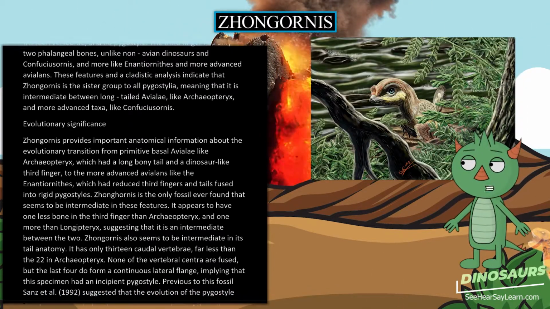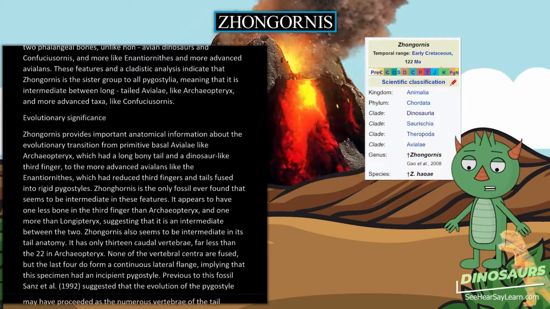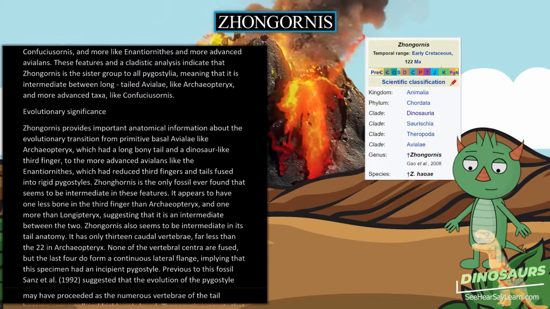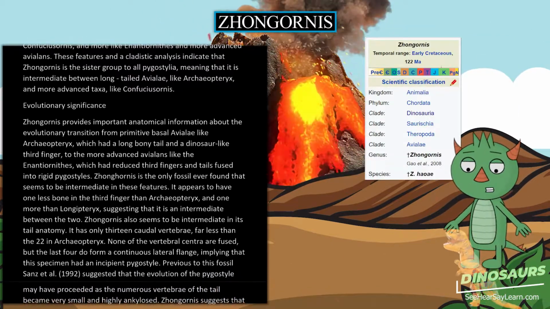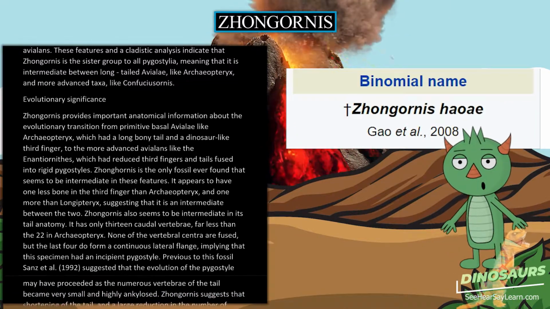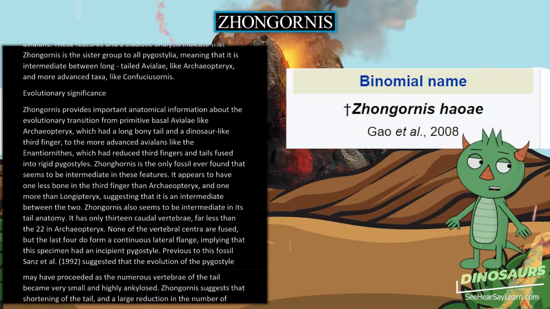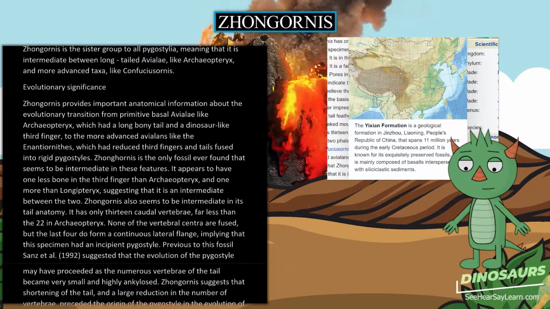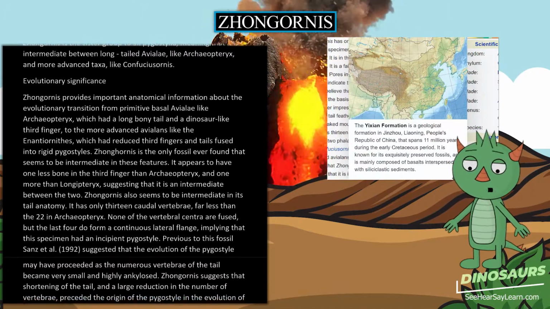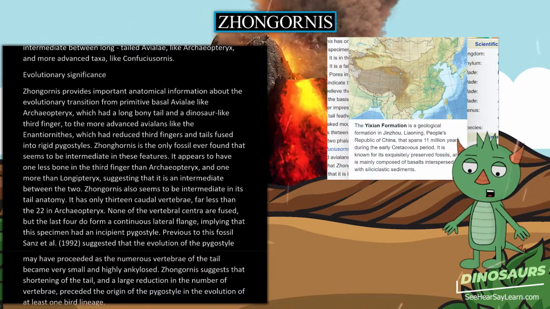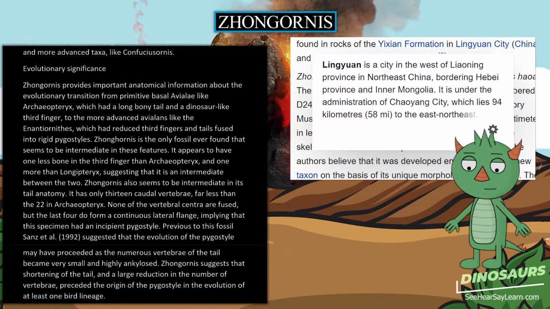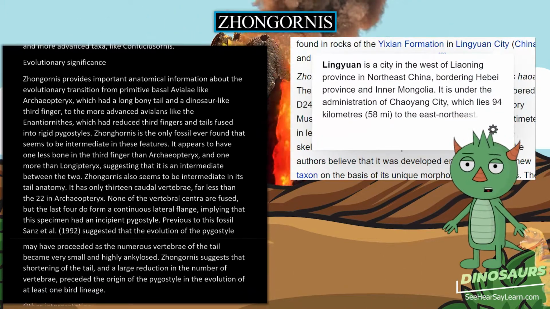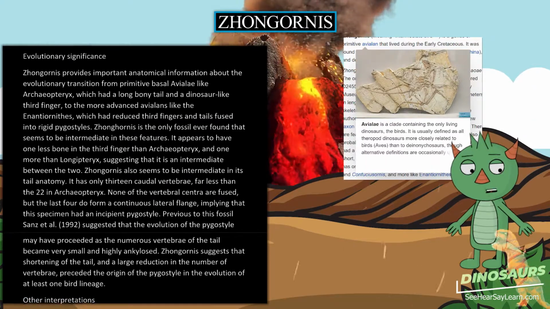It appears to have one less bone in the third finger than Archaeopteryx, and one more than Longipteryx, suggesting that it is an intermediate between the two. Zhongornis also seems to be intermediate in its tail anatomy. It has only 13 caudal vertebrae, far less than the 22 in Archaeopteryx. None of the vertebral centra are fused, but the last 4 do form a continuous lateral flange, implying that this specimen had an incipient pygostyle.